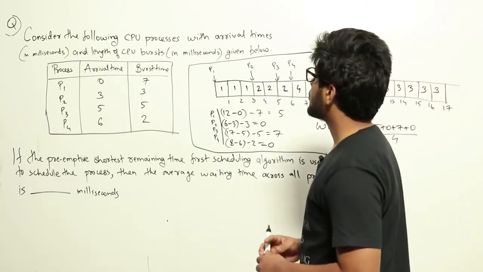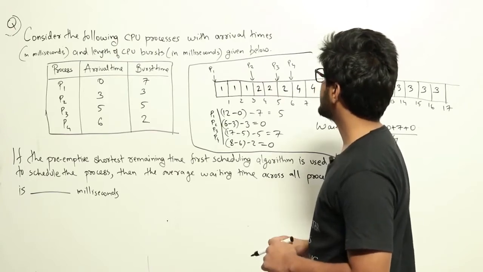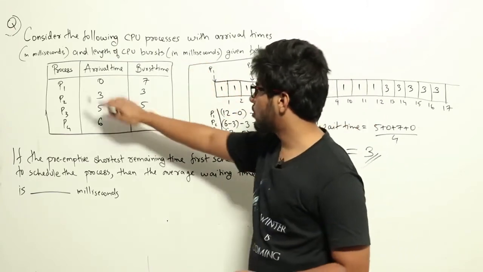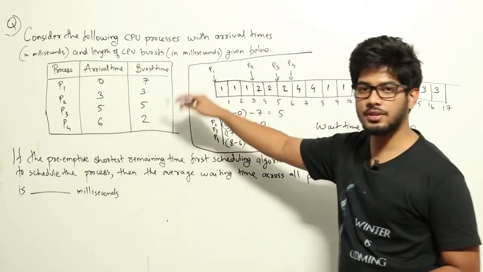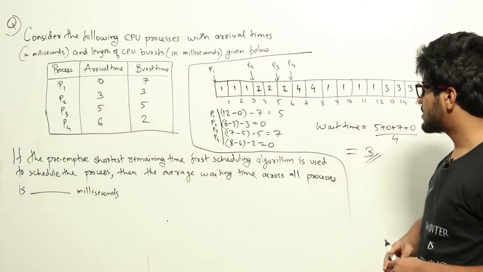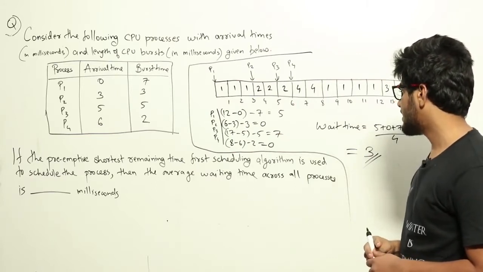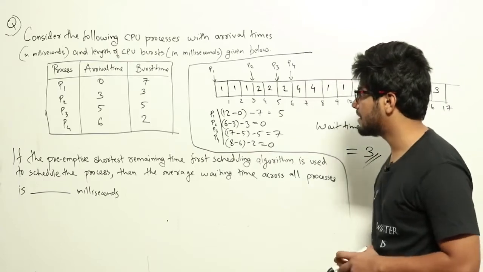Consider the following CPU processors with arrival times in milliseconds and length of CPU burst in milliseconds given below. There are 4 processors and their arrival times and burst times are given here. If the preemptive shortest remaining time first scheduling algorithm is used to schedule the processes, then the average waiting time across all processors is dash milliseconds.